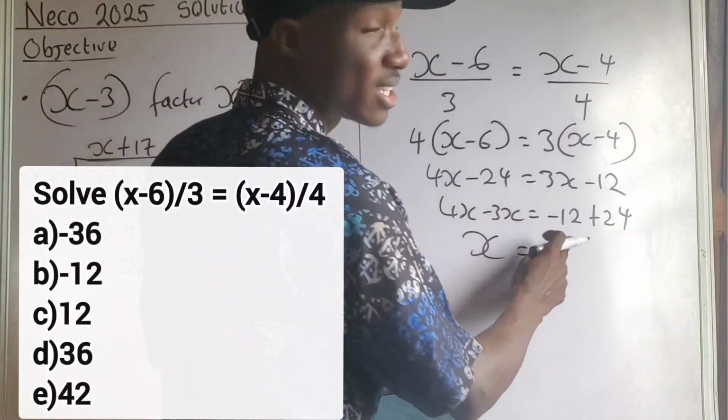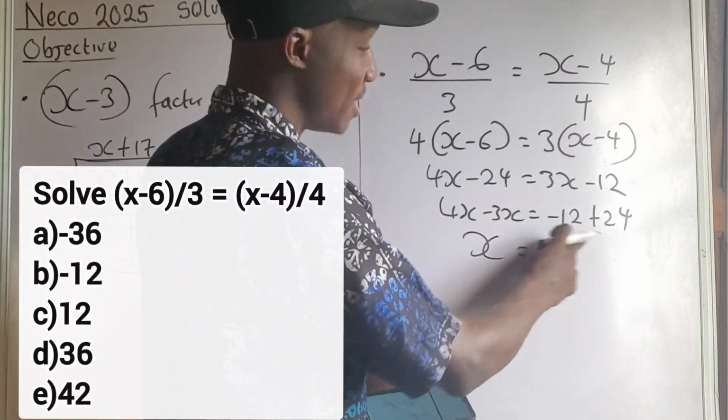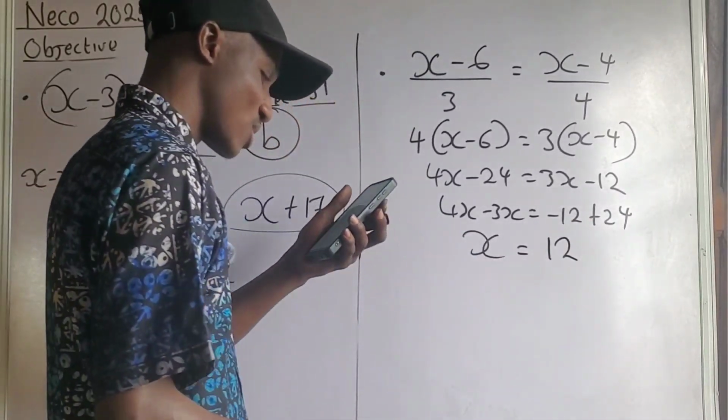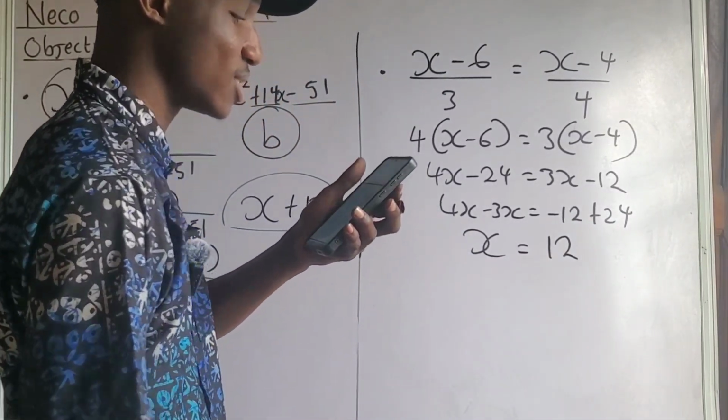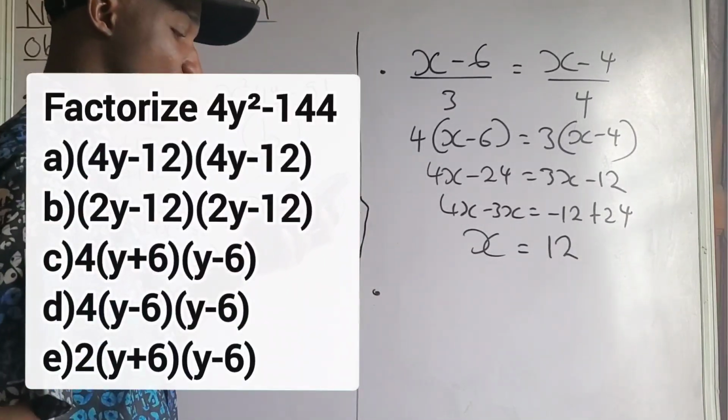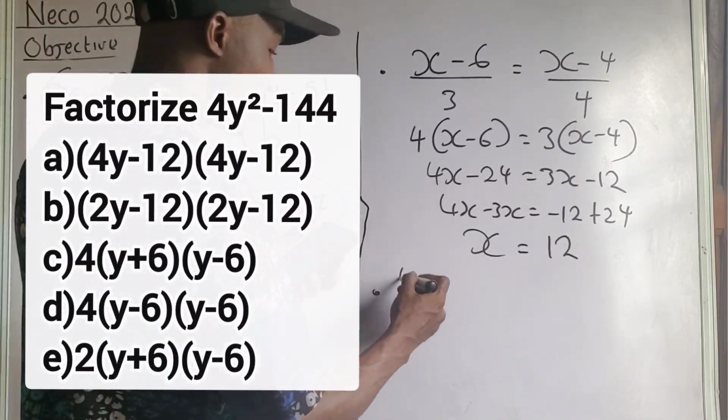X equals negative 24 plus 24. I mean negative 12 plus 24. That is 12. So the correct option to that question is option C. Okay. The next question we have, factorize 4y squared minus 144.